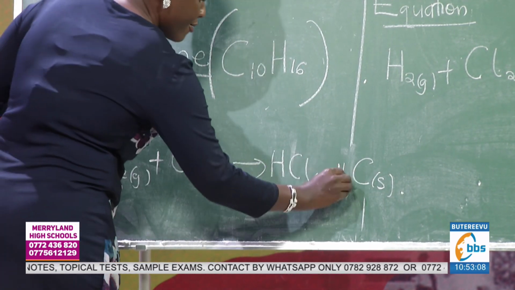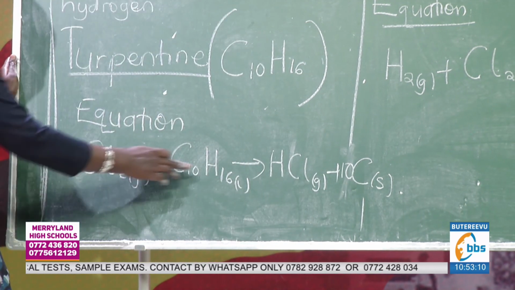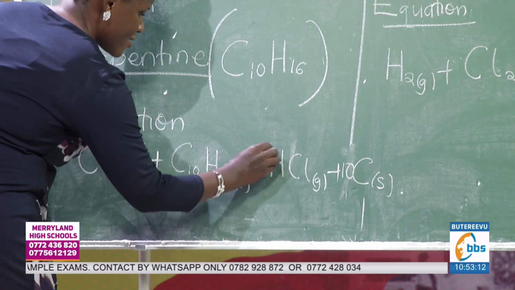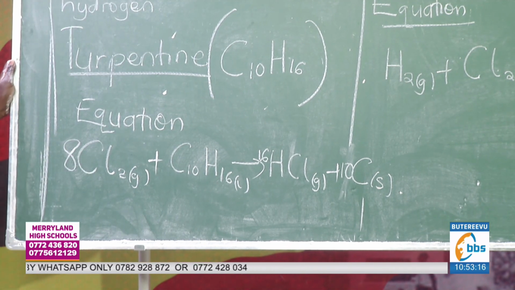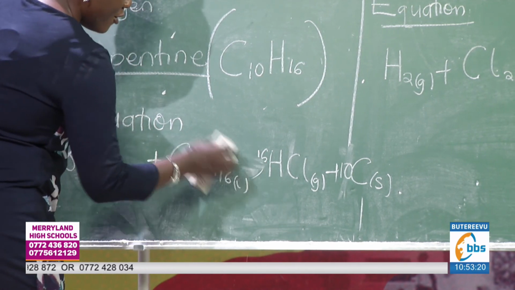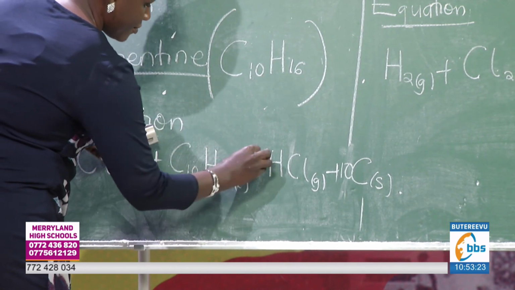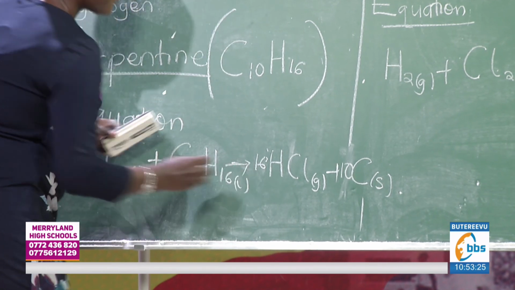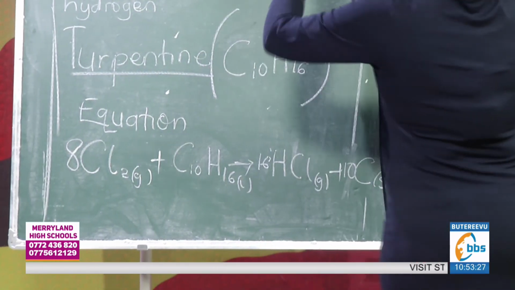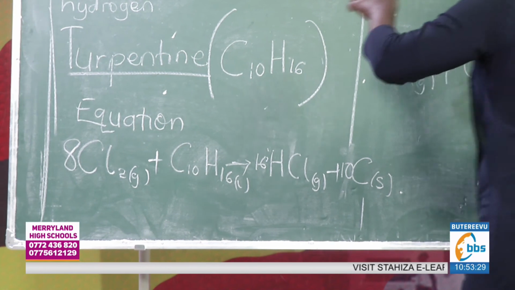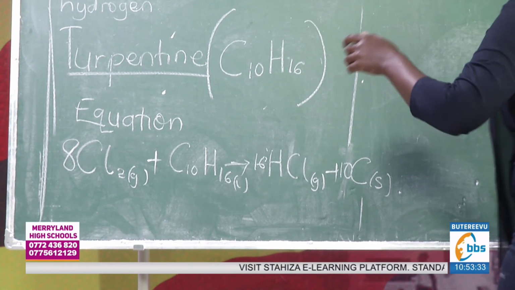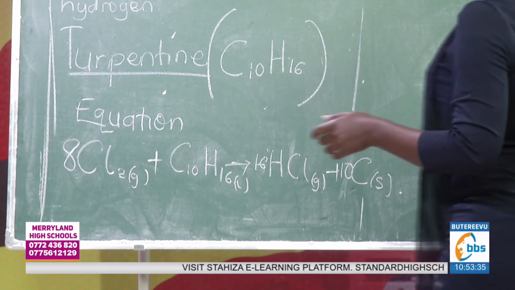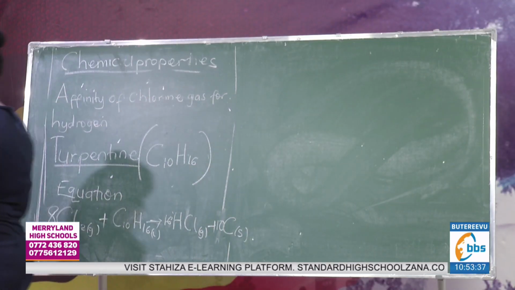Here we have 10, we multiply with 10. Here, how many do we have? We have 16, therefore we multiply with 16. And automatically we shall multiply with 8. That will be our equation for the reaction. And it is one of the reactions that we use to show the affinity of chlorine gas for hydrogen.